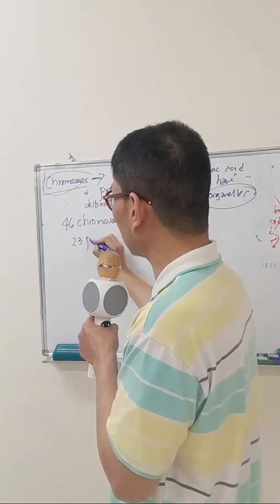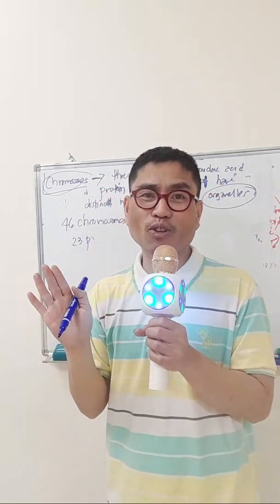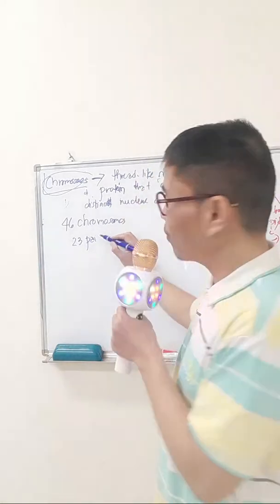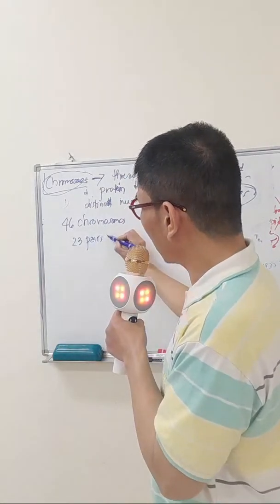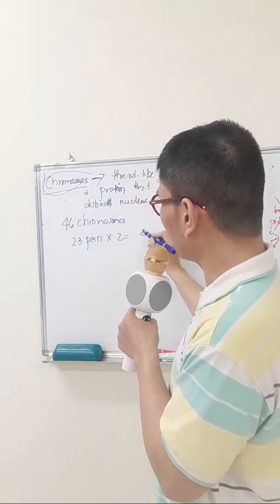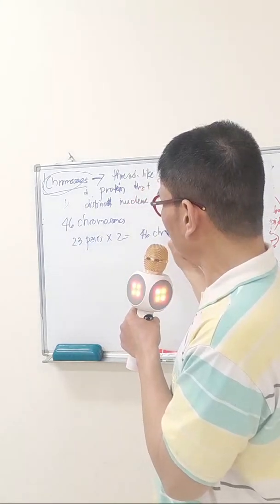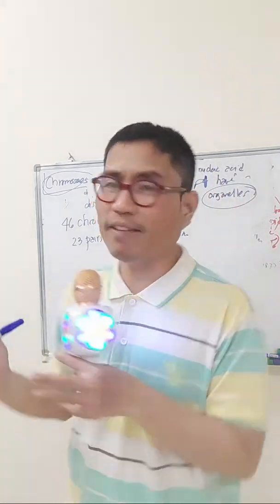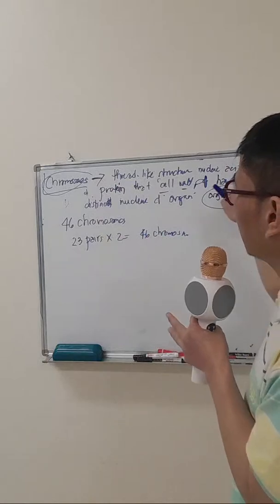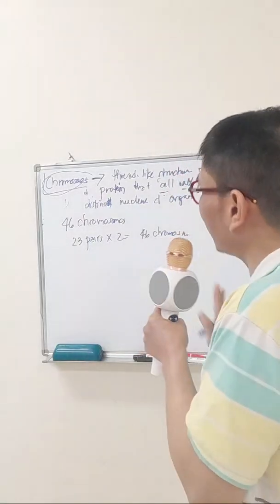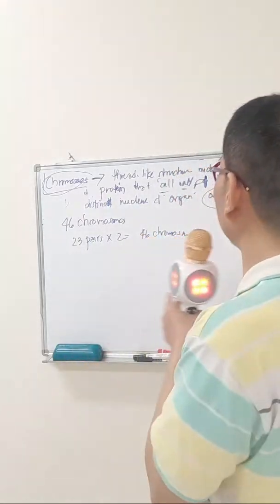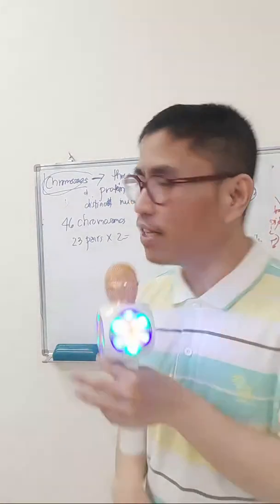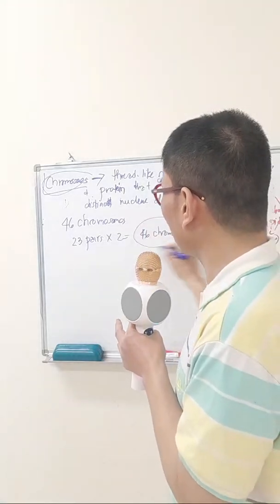23 times 2 is equal to 46. This is also a little bit of mathematics here, but very basic, elementary math. So 23 pairs times 2 is equal to 46 chromosomes. So we stabilize this by taking enough nucleic acid and protein in the nucleus and in our organelles. Get the point? Now we need 46 chromosomes, 23 pairs.